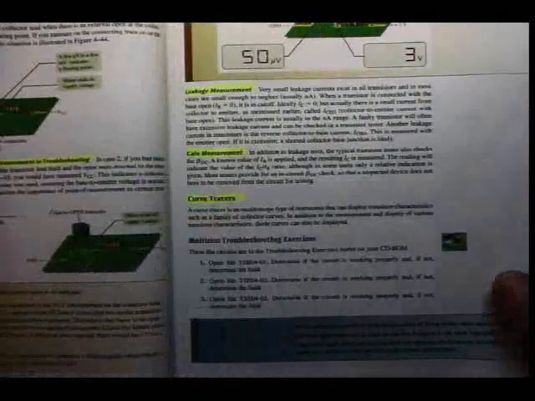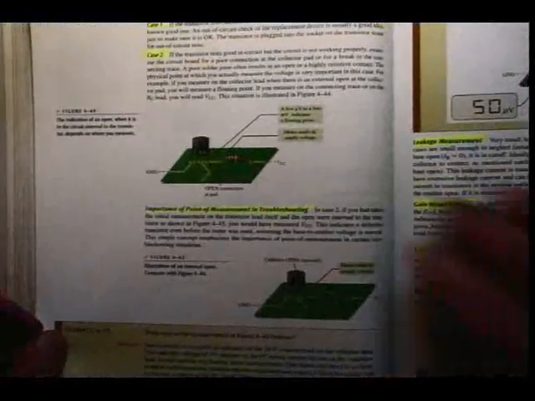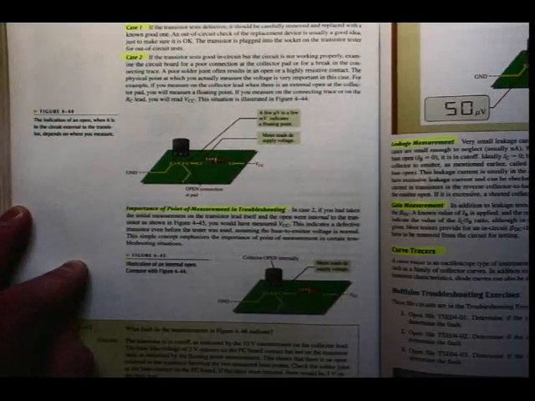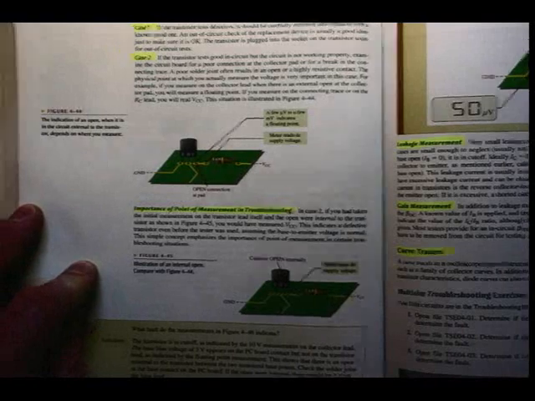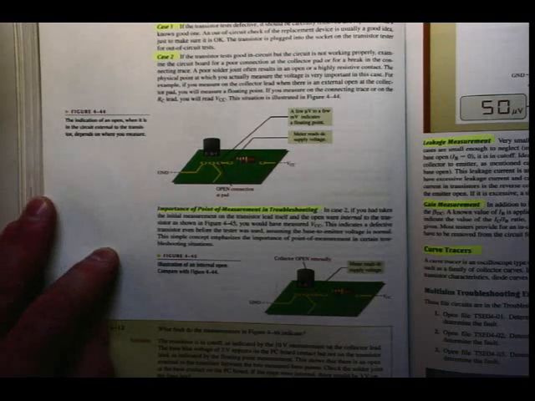Okay, you can read that section on the transistor testers. I've got different cases there on the next pages. Case 1, if the transistor tests defective, it should be carefully removed and replaced with a known good one. An out-of-circuit check of the replacement device is usually a good idea, just to make sure that it's okay.